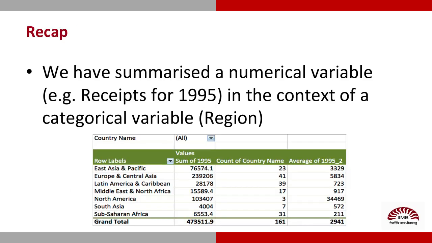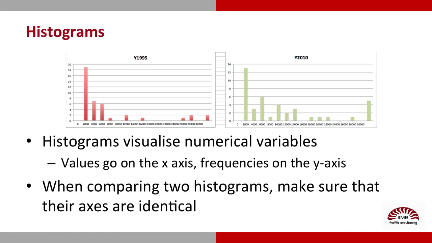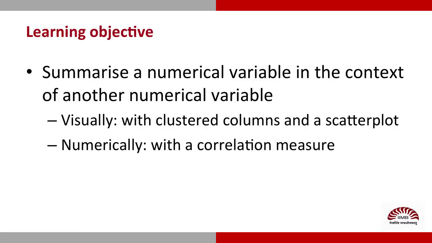We've been talking about numerical variables. We learned how to summarize them in the context of a categorical variable. I know we've aggregated tourism receipts by region. We also learned how to visually summarize numerical variables using histograms. That's how we compared 1995 receipts with 2010 receipts. You got that? We have one last case to cover: a numerical variable in the context of another numerical variable.